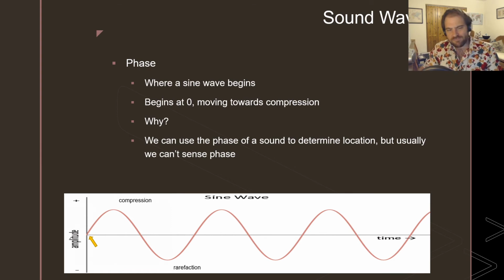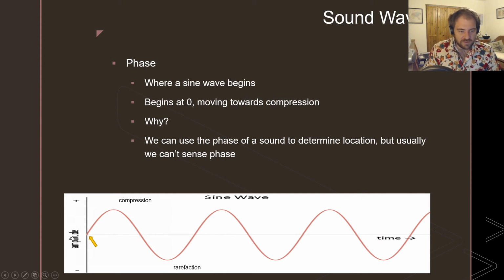So phase, we'll go over this quickly. This isn't super important. A phase is just where a wave begins. Waves in the real world usually start at 0, and because they're moving towards compression. Why is that? Because you have to start with nothing. When I start talking, there's nothing going on. There's equilibrium. And it moves towards compression because I can't suck air out of my throat somehow. I'm talking, and so air is coming out. So it's going to move towards compression first.